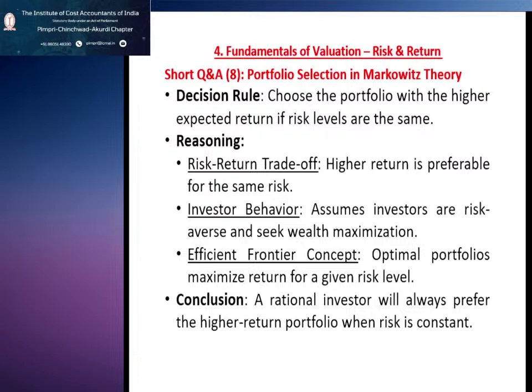Then we covered portfolio selection in Markowitz theory, the decision rule: choose the portfolio with the higher expected return if the risk levels are the same. So in a way, over a period of time these have become investment principles also. Warren Buffett also stresses these principles. The reasoning behind choosing the portfolio with the higher expected return if the risk levels are the same is the risk-return trade-off. Higher return is preferable for the same risk. Investor behavior assumes investors are risk averse and seek wealth maximization, and hence if the risk is constant, they look for higher returns. That's the logic. Efficient frontier concept: optimal portfolios maximize returns for a given risk level. Conclusion: a rational investor will always prefer the higher return portfolio when risk is constant. That's the normal investor behavior.